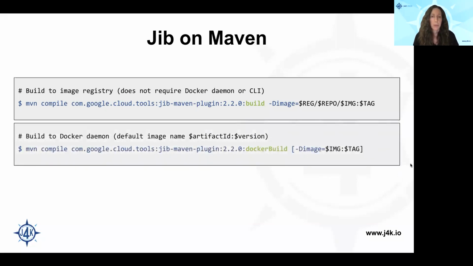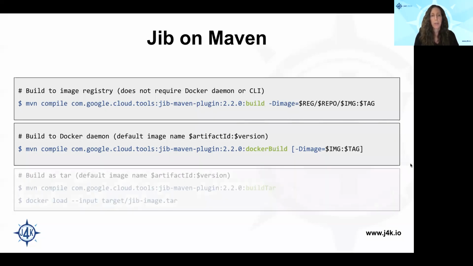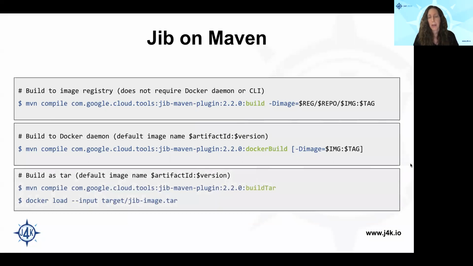As I mentioned, it doesn't require the Docker daemon, but if you do have a Docker daemon and you would rather just build to your Docker daemon, you can use the Docker build goal instead. In that case, if you don't specify a name, it'll use the artifact ID and version as the default name of the image. And finally, there is an option to build as a tar file, which you can later load into your Docker daemon. So pretty straightforward.